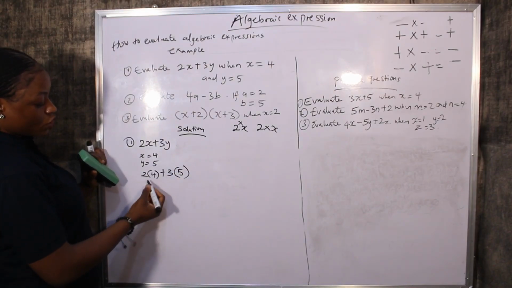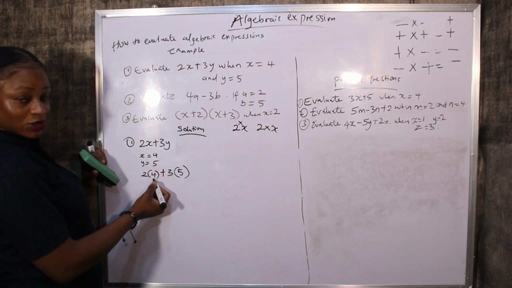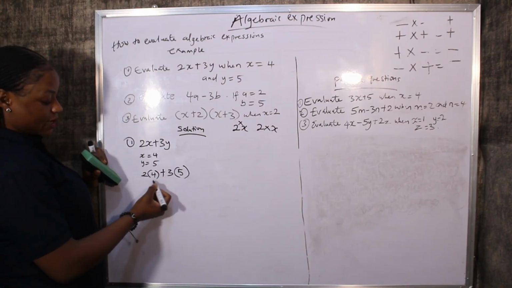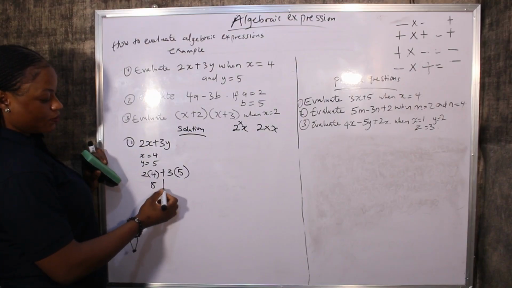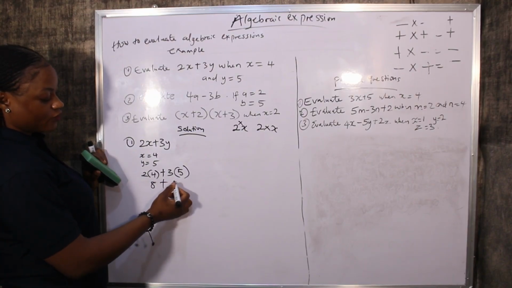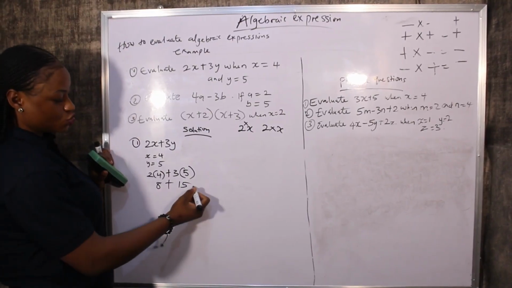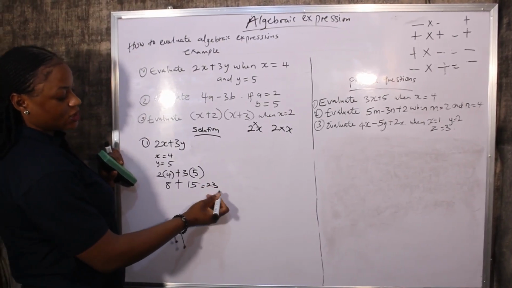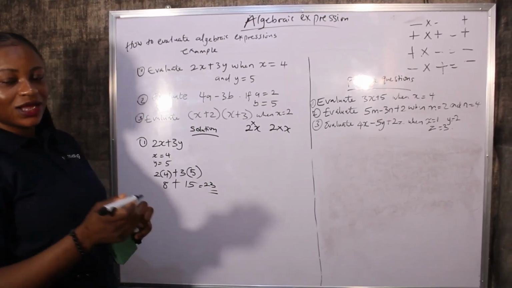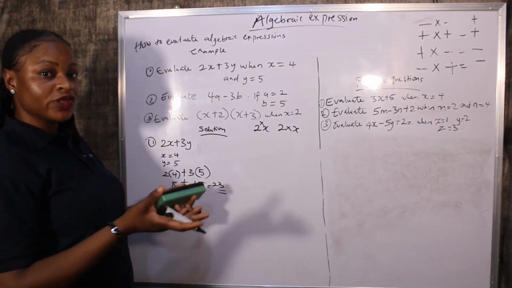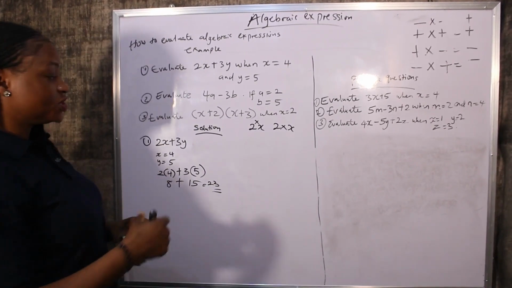Now let's solve. 2 times 4. If you want to open this bracket, remember bracket is multiplication. So 2 times 4 will give you 8, plus 3 times 5 will give us what? 15. So 8 plus 15 is equal to 23. So this is our answer. Can you see how simple it is? All you need to do is to substitute the values of the given variables into the expression.